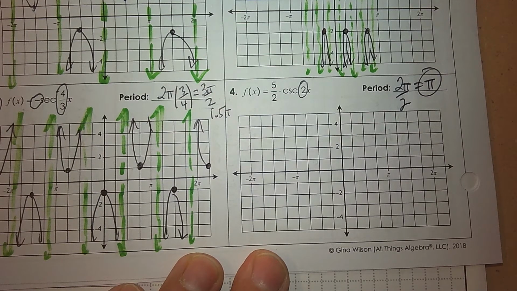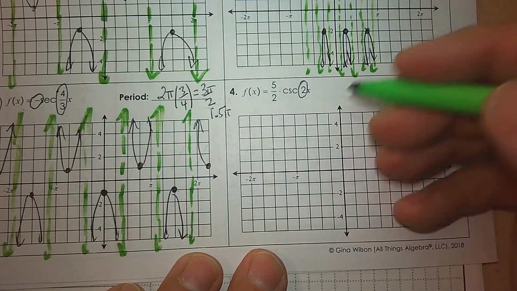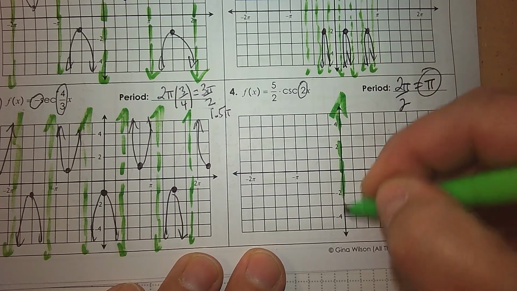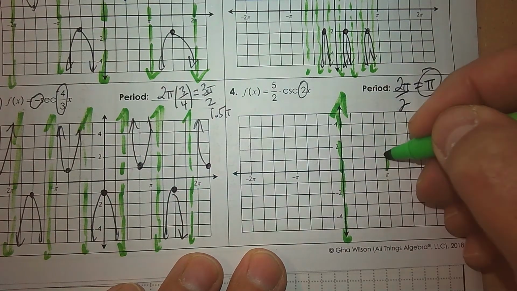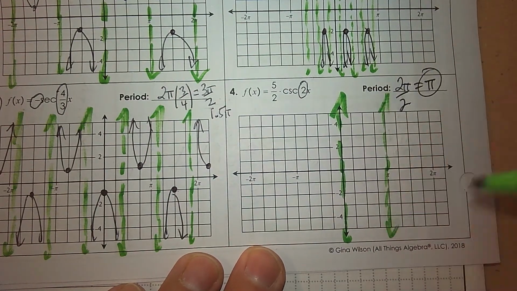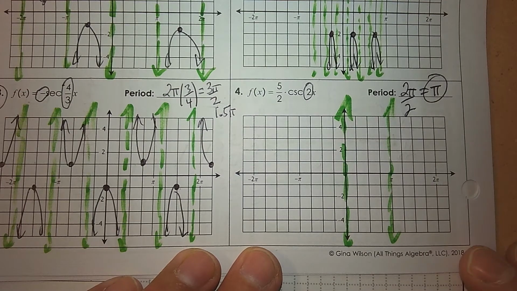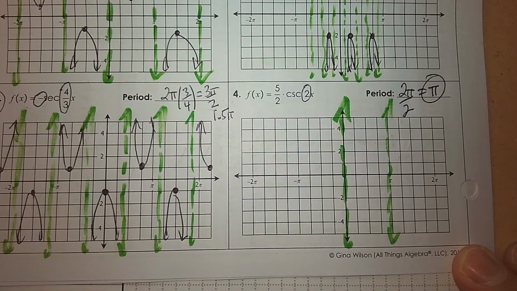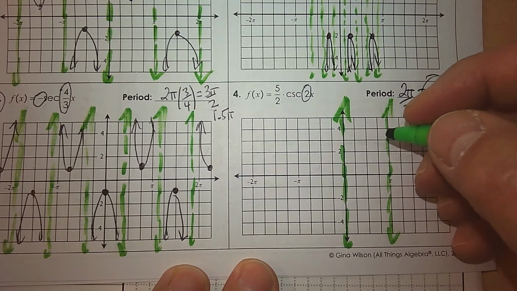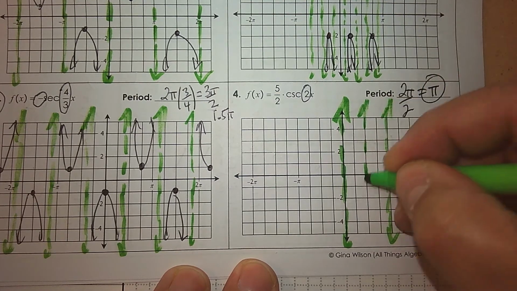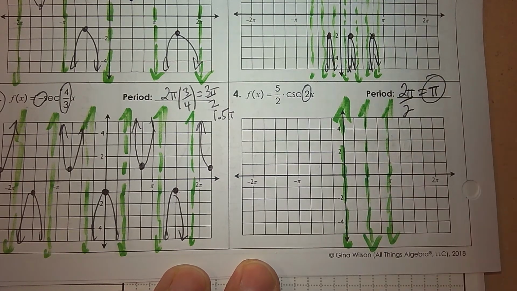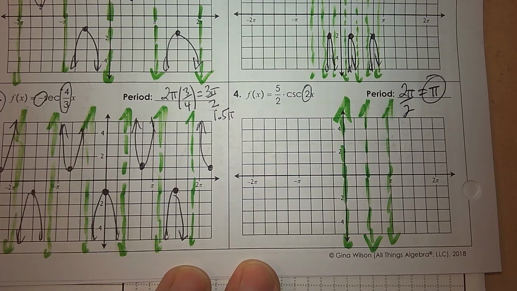Now, cosecant starts with an asymptote. And then at pi will be an asymptote. That will complete the cycle. In the middle will be another asymptote. We need 3 asymptotes to begin with. Exactly in the middle. Now we can start our cycle.